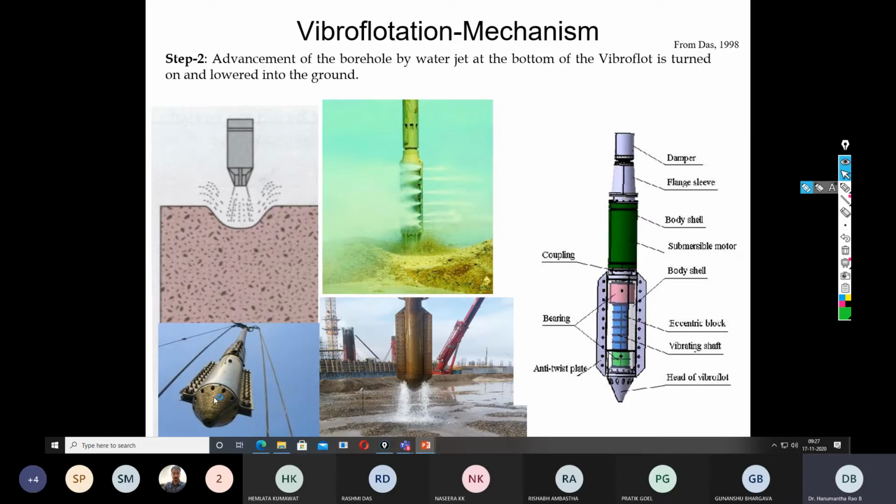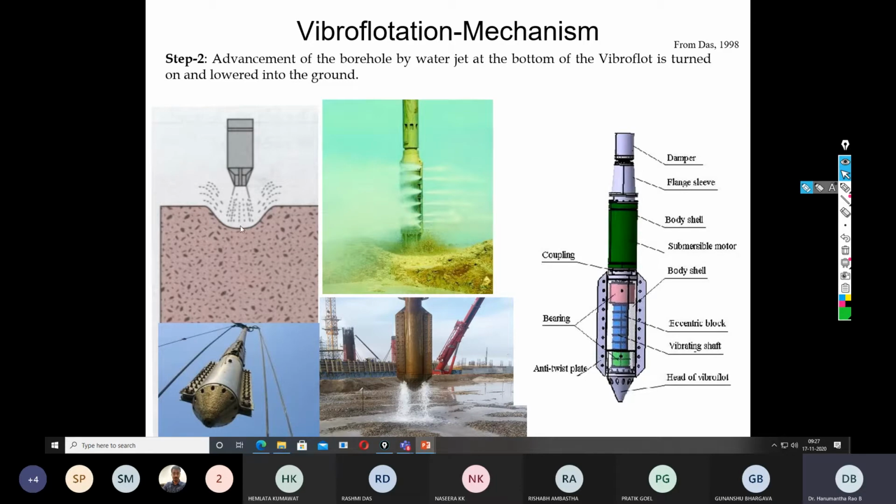As you can see in this picture, this is called a vibrofloat, and this is the schematic diagram showing the different parts of a vibrofloat. This is a huge machine, a huge probe in fact, maybe a couple of meters, and it has a provision for injecting water at the bottom as well as at the sides, throughout the length of the probe. The probe length is in terms of meters, not centimeters.